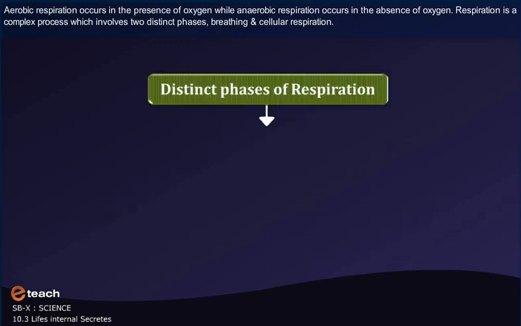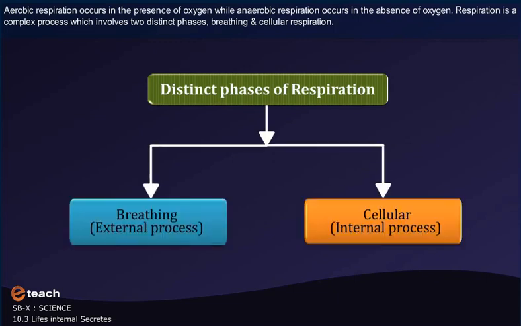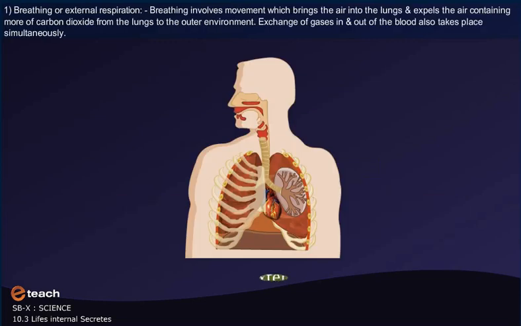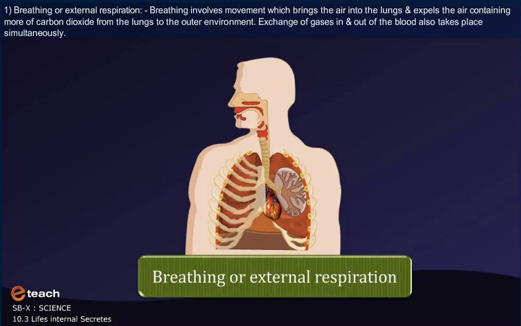Respiration is a complex process which involves two distinct phases: breathing and cellular respiration. 1. Breathing or external respiration. Breathing involves movement which brings the air into the lungs and expels the air containing more carbon dioxide from the lungs to the outer environment. Exchange of gases in and out of the blood also takes place simultaneously.